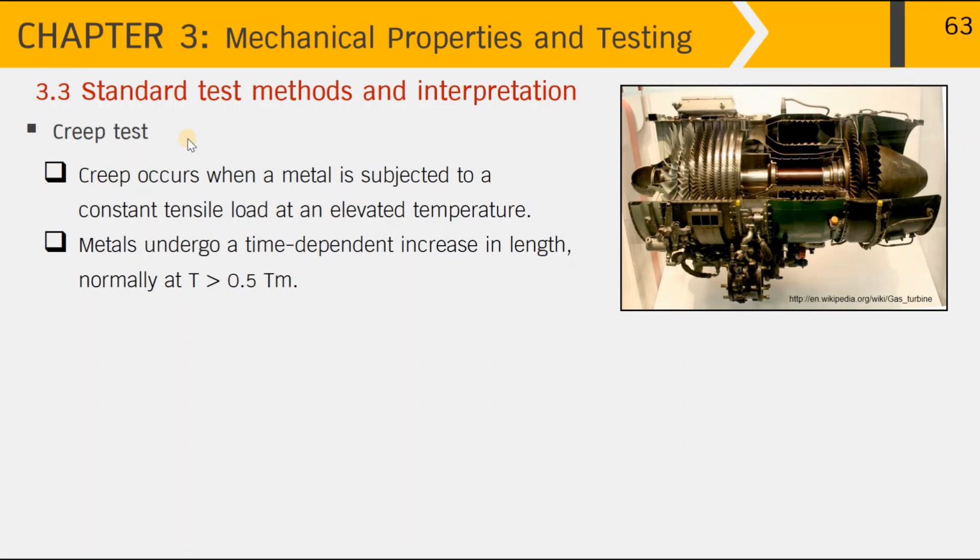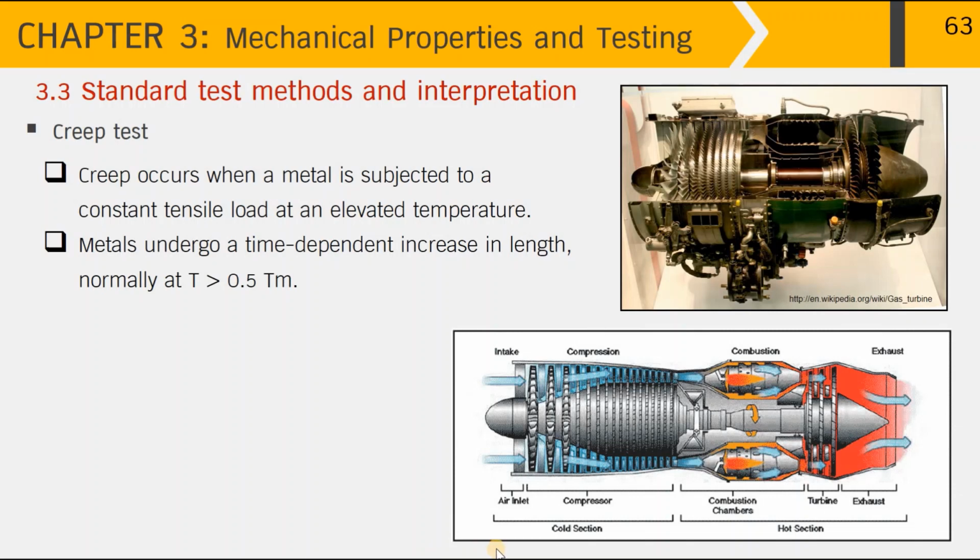Topic 3.3, Standard Test Methods and Interpretation. On the creep test. Creep occurs when a metal is subject to a constant tensile load at an elevated or high temperature. And if you have a look over here, it's a good example of the turbine engine having metallic components experiencing high temperature and high pressure in service.